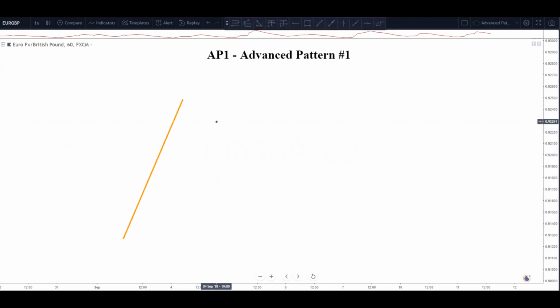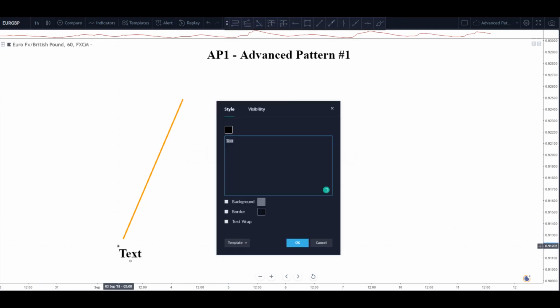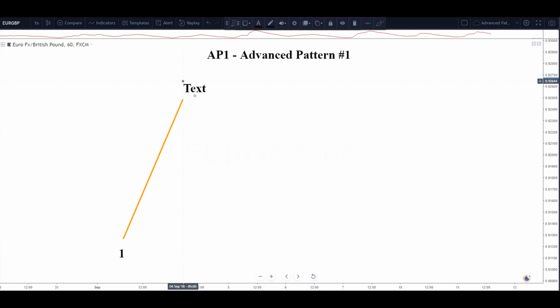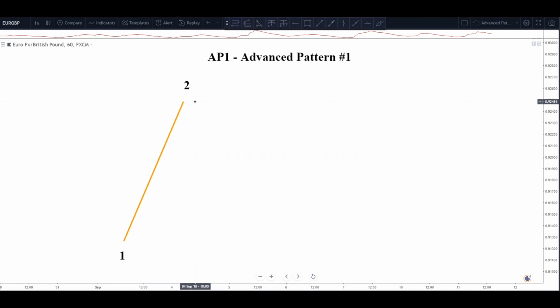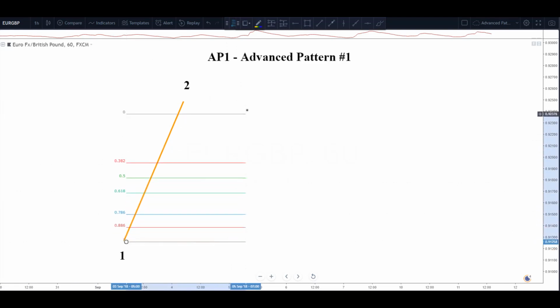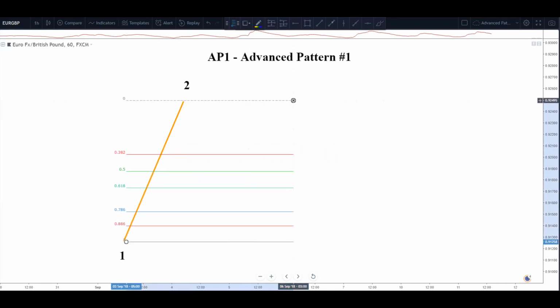So as I said, we have 5 points to this pattern. The first point we have, we're going to label as point 1. The second point we have is point 2. And this 1-2 move is going to be known as our impulsive move. On this impulsive move, what we're going to do, we're going to take a Fibonacci retracement from the swing low of 1 up to the swing high of 2.